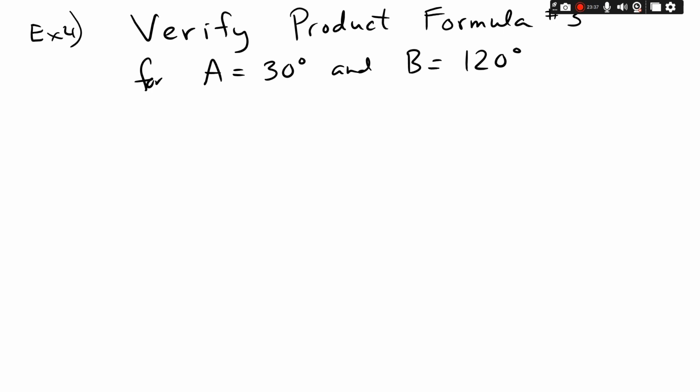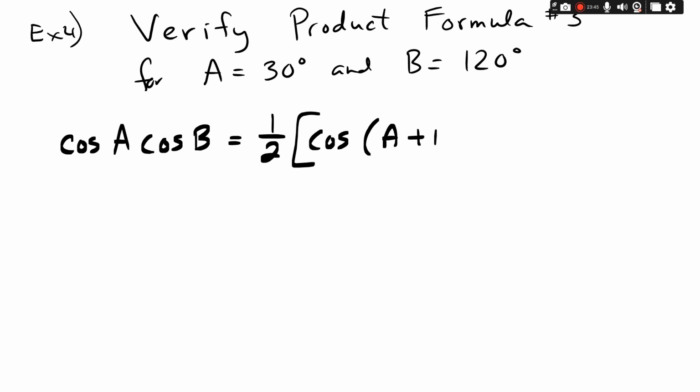So find the product formula for number 3, which is this one here. So it's cosine A cosine B is 1/2 cosine of A plus B plus cosine of A minus B. All right, we're just going to plug them in. That's all. We're just verifying that the left side and the right side will actually equal each other.